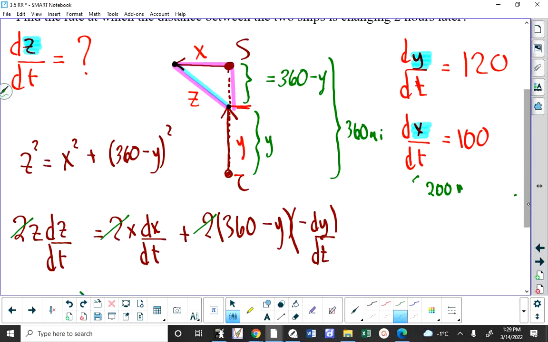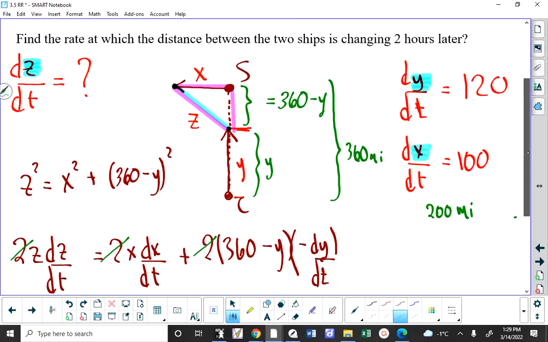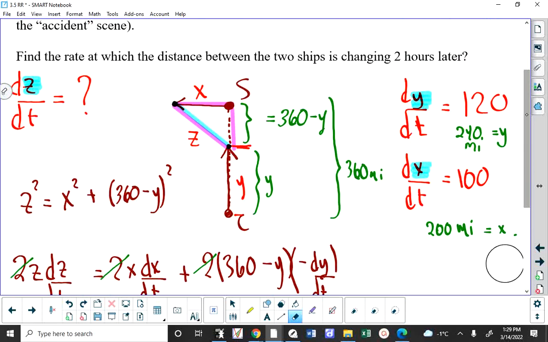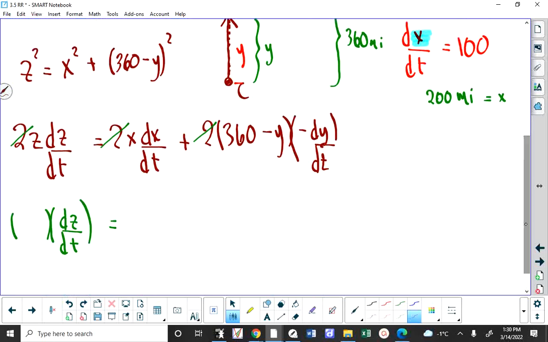I keep saying kilometers, and I'm sorry. It will have traveled 200 miles. And while we're up here, we might as well put that y after 2 hours will be 240 miles. Okay, so we can put in x. X was 200, or is 200.